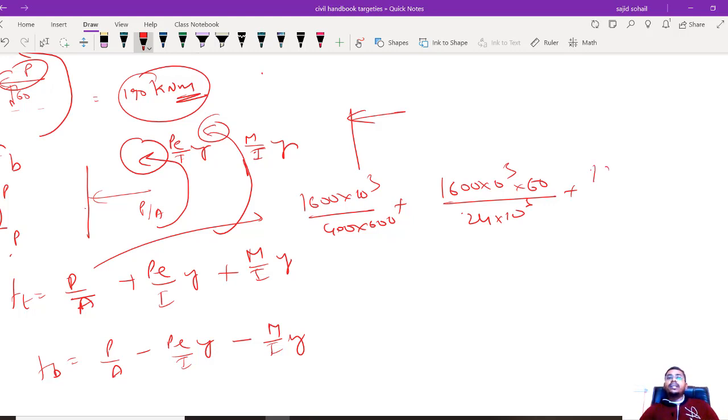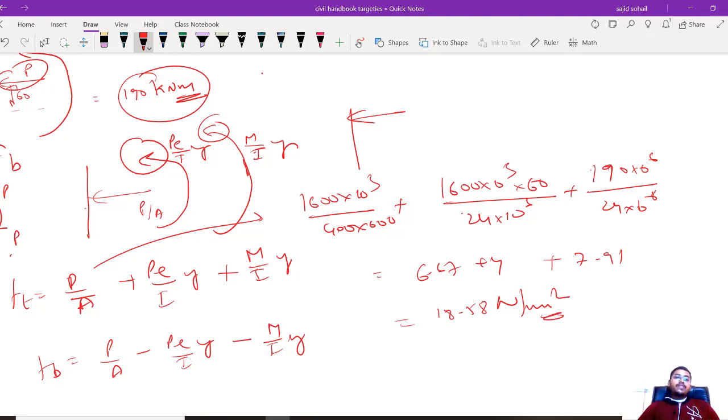So which is 190 kilonewton meter, which is 10 to the power of 6 divided by 24 into 10 to the power of 6. Just solve this. What you will be getting? You will be getting 6.67 plus 4 plus 7.91. If you add, you will be getting 18.58 Newton per mm square, as well as this FB value. So 6.67 minus 4 minus 7.91. If you add, you will be getting minus 5.24 Newton per mm square.